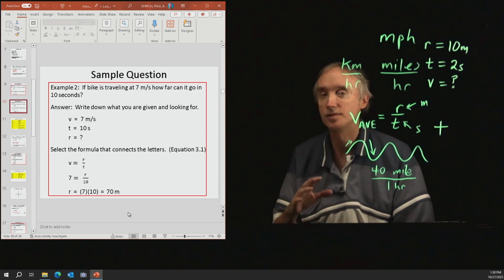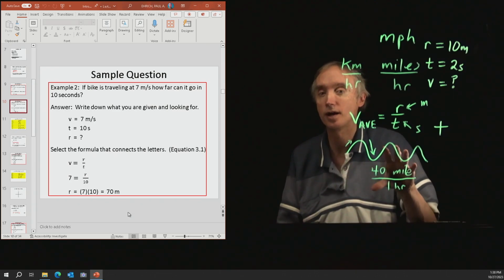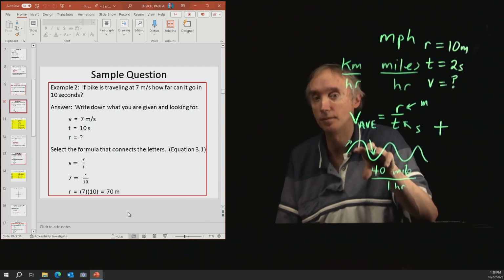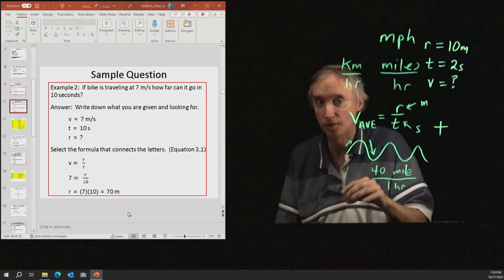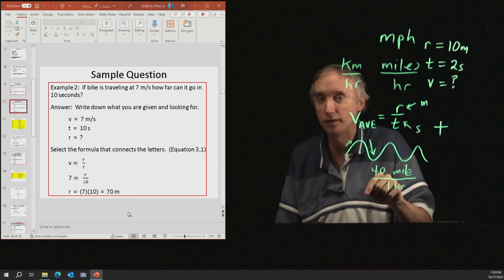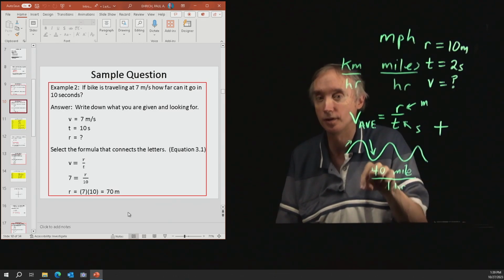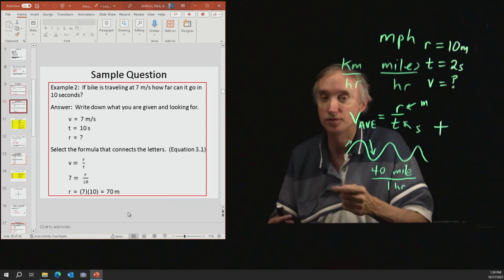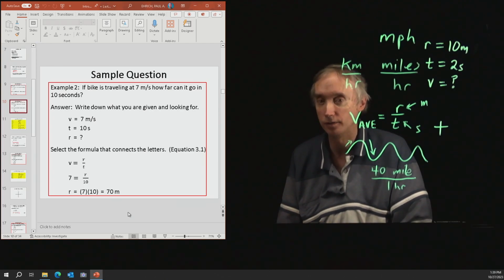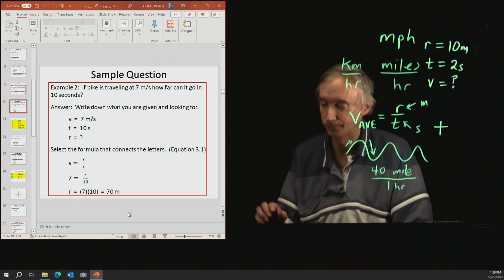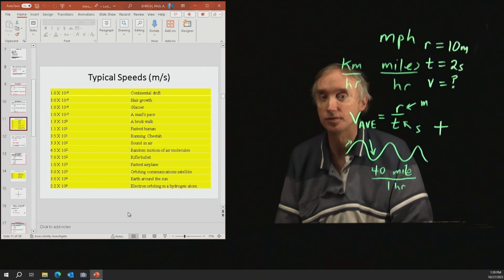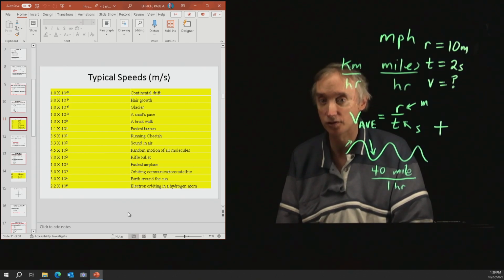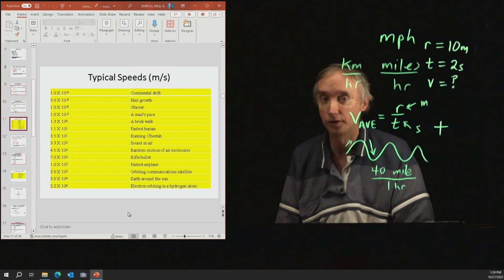By the way, you notice that what I did was I plugged in the numbers and then I rearranged it. You can take the formula with all the letters, rearrange that first, and then put the numbers into it. It doesn't make too much of a difference which way you go when you do that. So here are some typical speeds. You'll notice that some speeds are very slow, and other speeds are very, very fast.